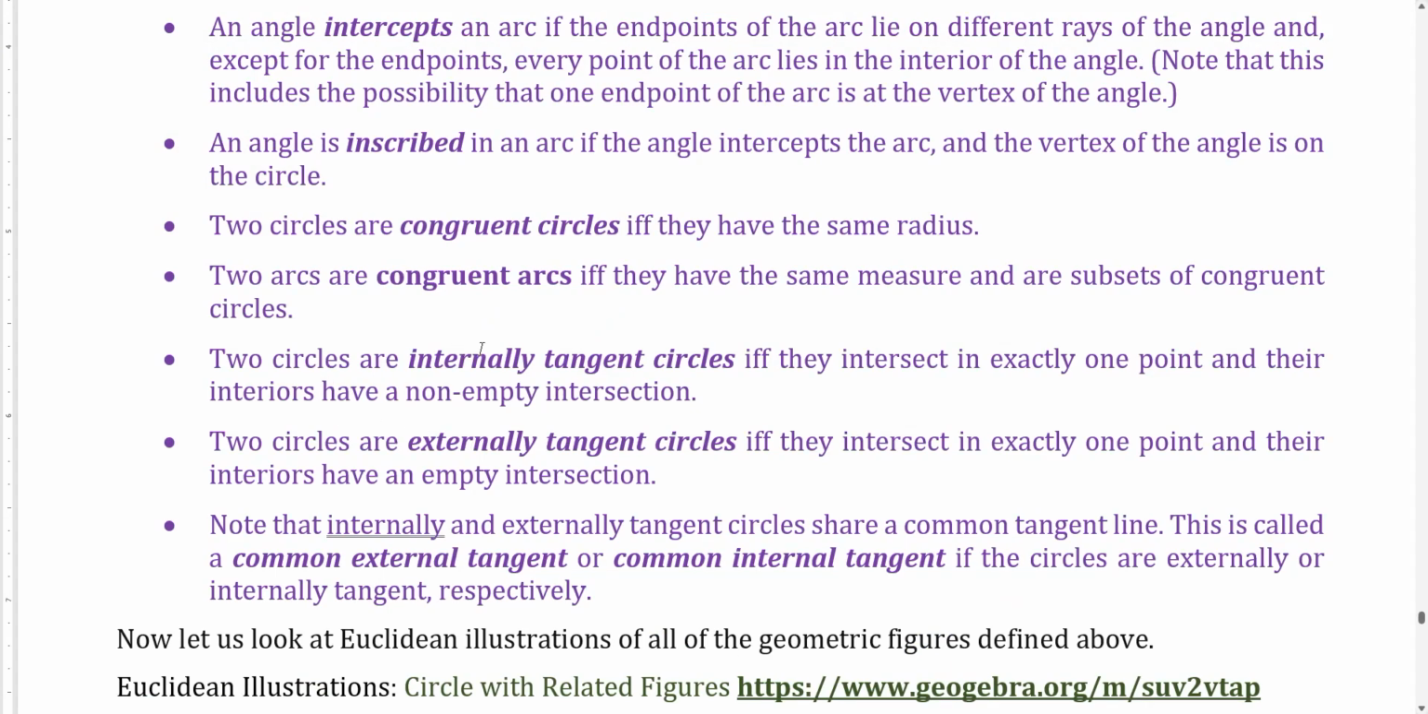Two circles are internally tangent circles if and only if they intersect in exactly one point and their interiors have a non-empty intersection, and they're externally tangent circles if they intersect in exactly one point and their interiors have an empty intersection. Internally and externally tangent circles are just tangent circles. If you put them more generally, they have a common tangent line. That could be called a common external tangent or common internal tangent, respectively.